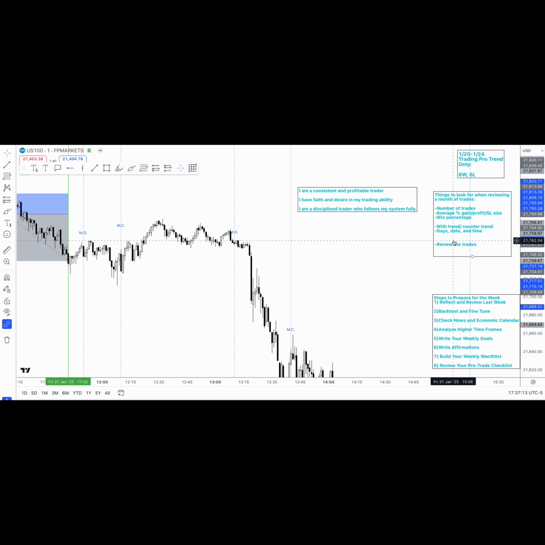So looking at those things, looking at the days, the date, the time, I'm taking more sell positions than buy positions. I'm looking at all these numbers and everything I can. I think I put average risk to reward up here. Let me put that there as well. RR, so that's risk to reward.